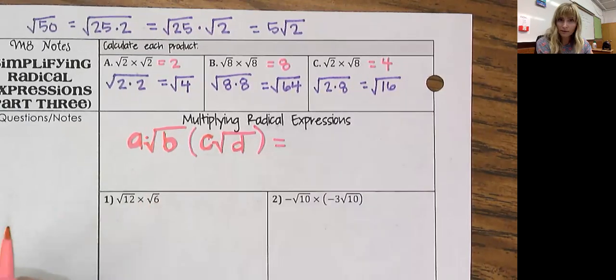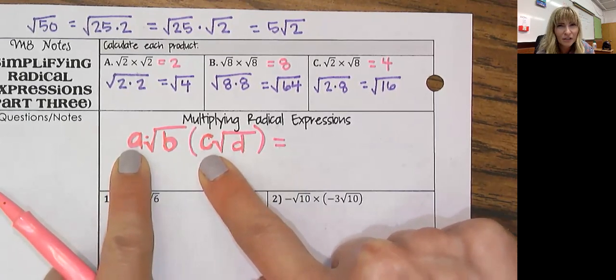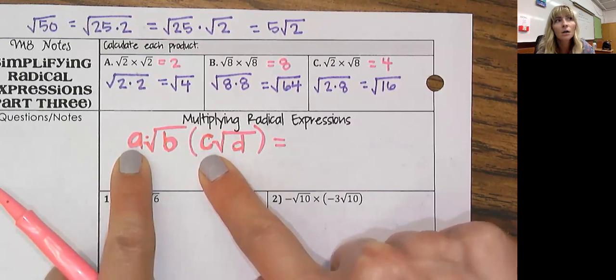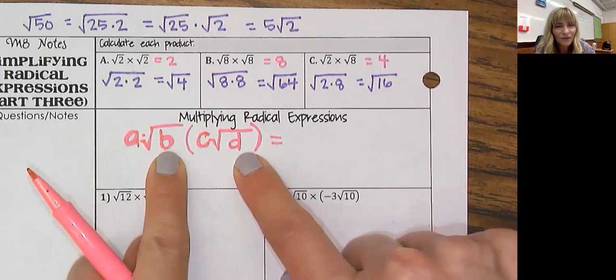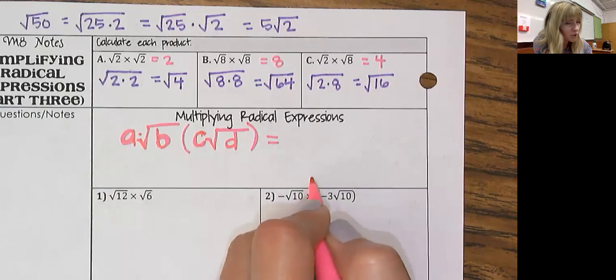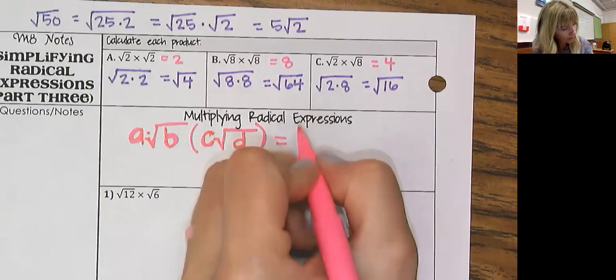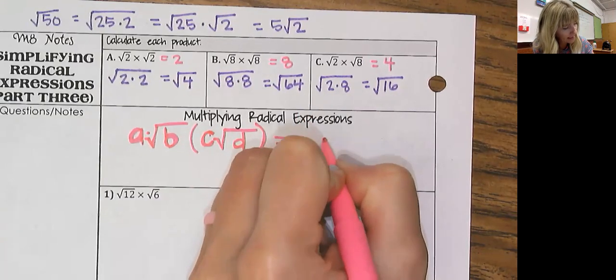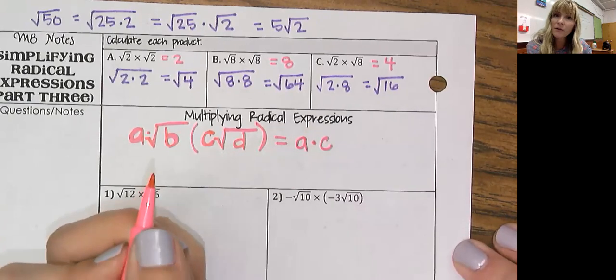Here's how it works. We simply multiply all the matching pieces. These are called coefficients. We've said that word a few times. Say that word to yourself. What are those called? Coefficients. These are called radicands. That's a fun word. What are those called? Radicands. So to multiply radical expressions, you simply multiply the coefficients. We're going to do A times C, multiply the coefficients, and multiply the radicands.